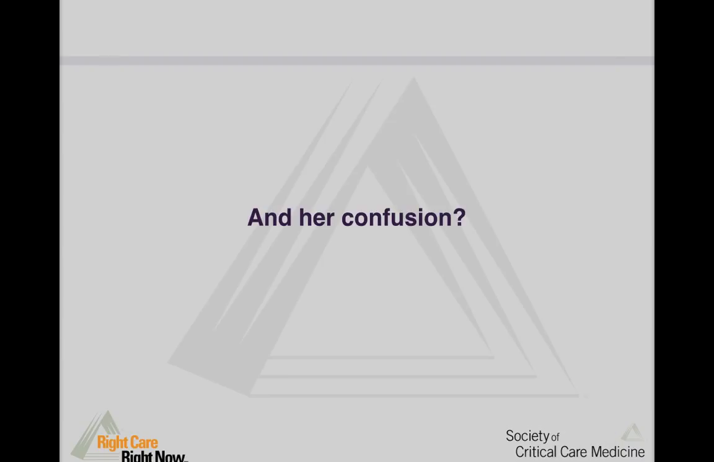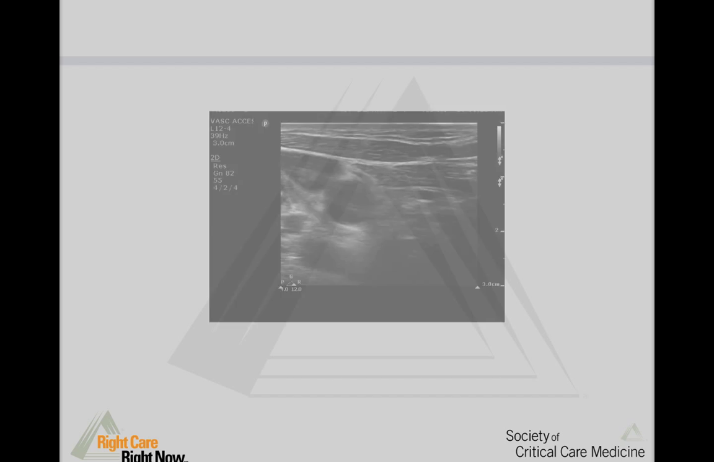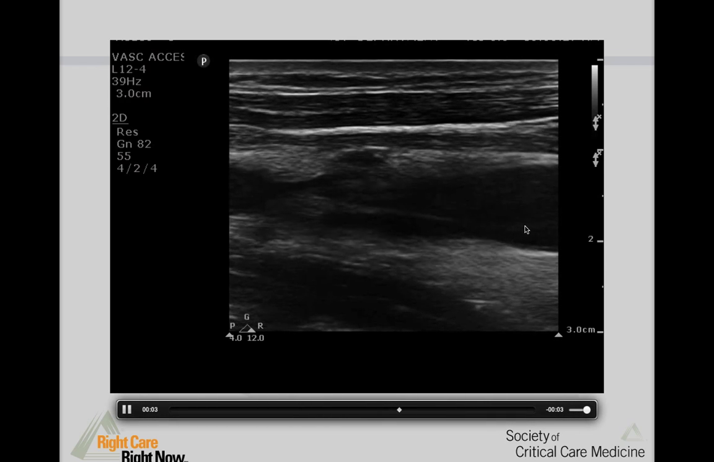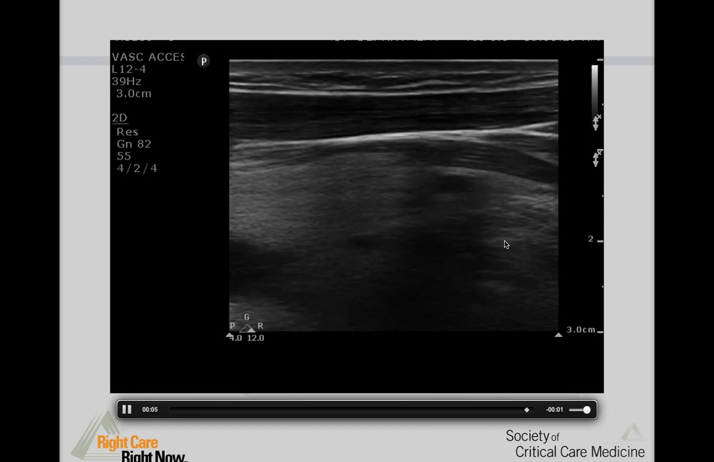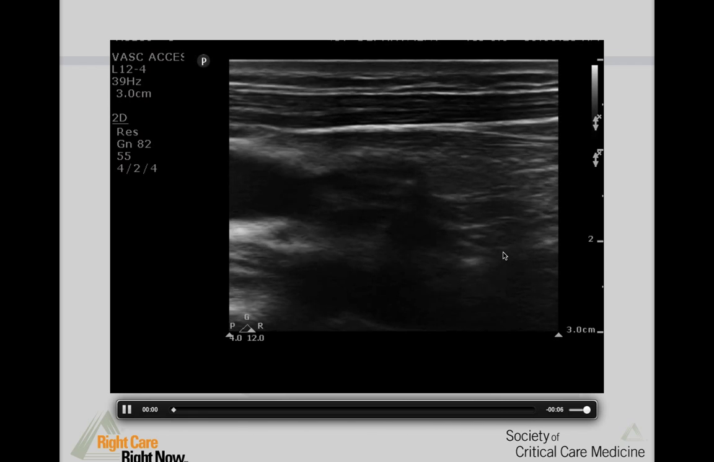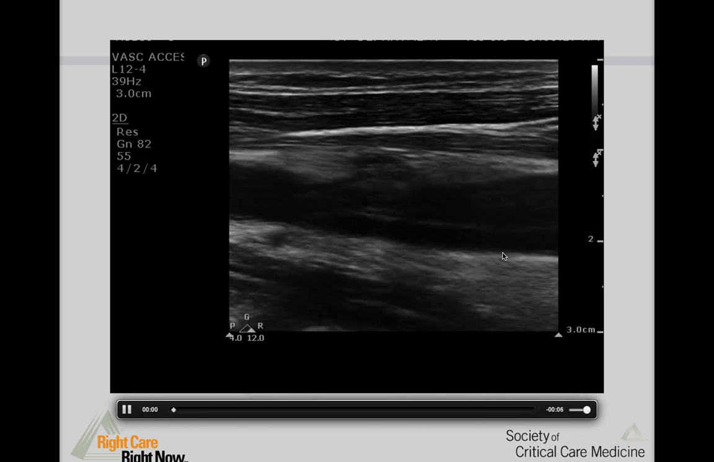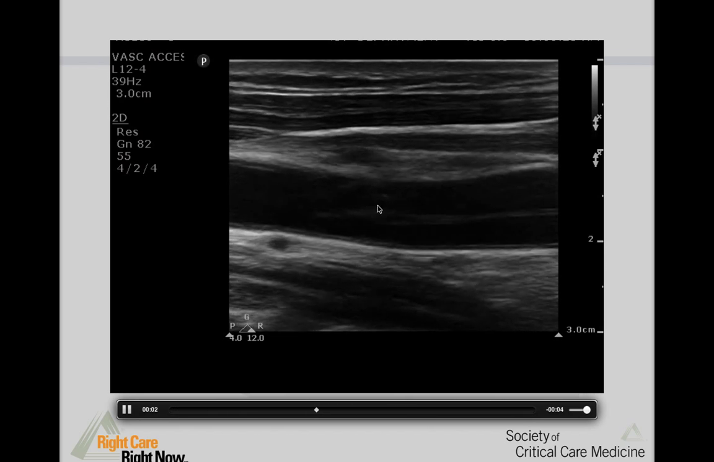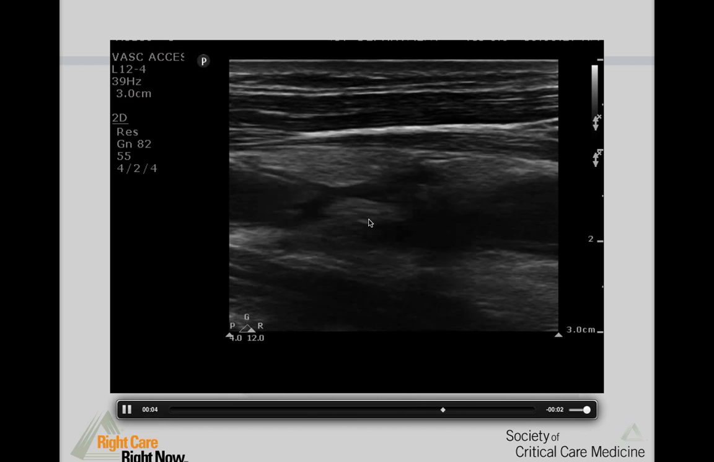What about her confusion? She was confused. Her husband said she wasn't talking right, was mumbling, slurring speech. So we put the probe on her neck, and she ended up having a carotid dissection as well. So this dissection was extensive, going all the way up from the belly into the heart, out of the heart, and up into the carotid vessels.